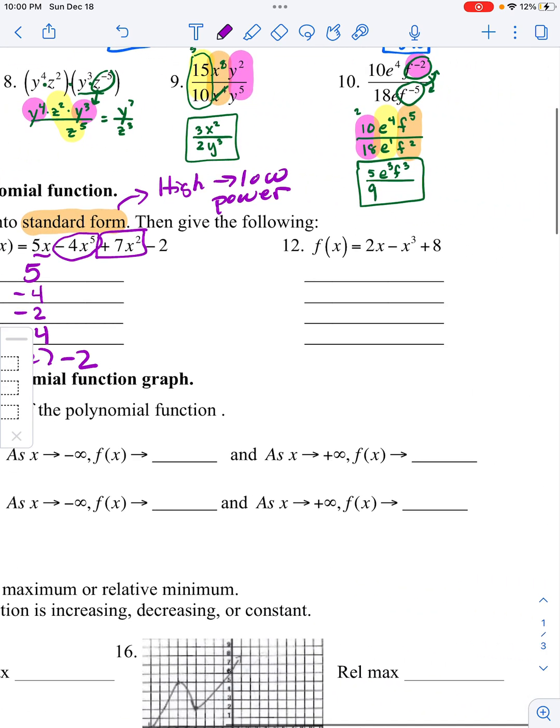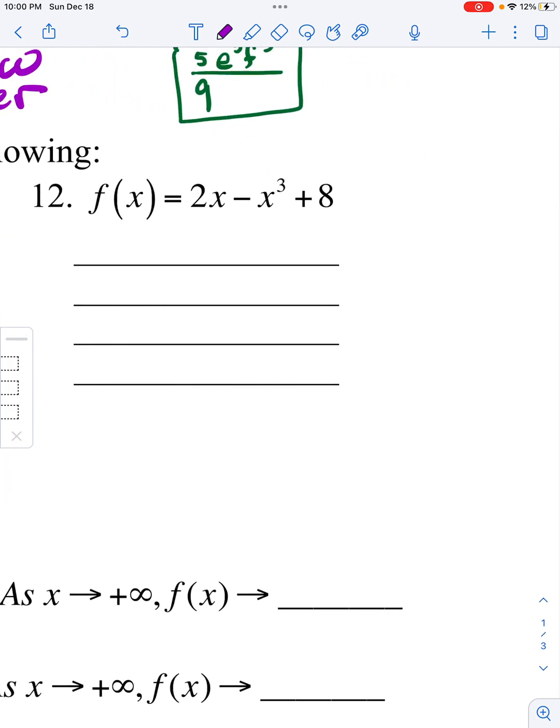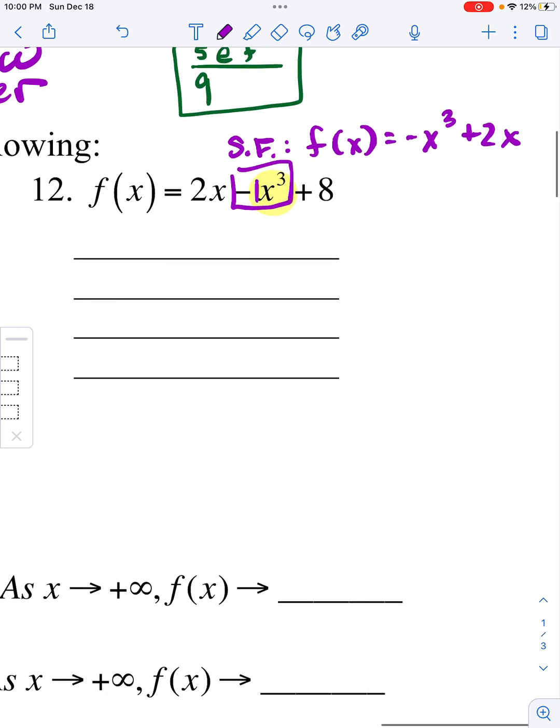And then this is asking us just to do the same thing. So let's do that. Standard form, still annoyed that there's no place for that. Highest power here is going to be this power of 3. So it's going to be, and you take this whole thing, you take the number in front of it, which technically is negative 1. So the negative 1x cubed, then the next power of x is just a 2x, and then you have the plus 8. So this is going to be standard form.